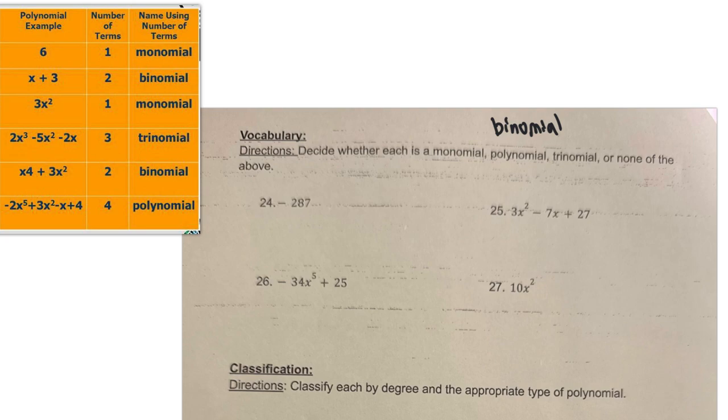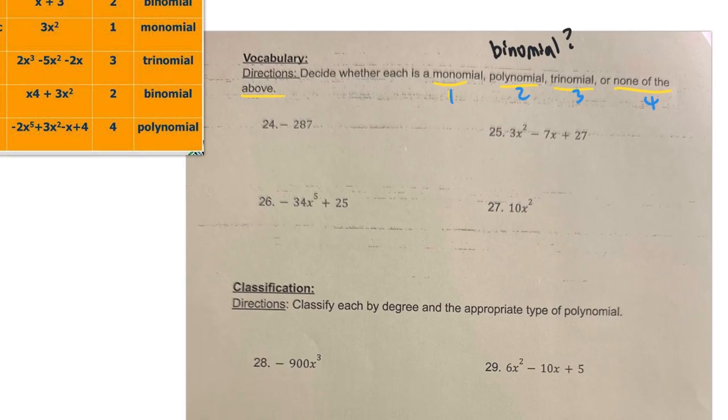So should we also report if it's a binomial? I don't know. You might want to play it safe by just sticking with the four options. Option one, option two, option three, and option four. Yeah, I don't know. I'm going to say play it safe. So anyway, that's a monomial because there's only one term, right?